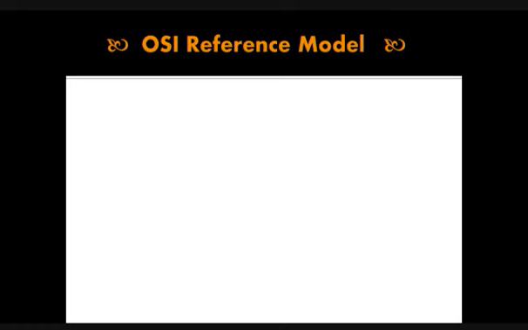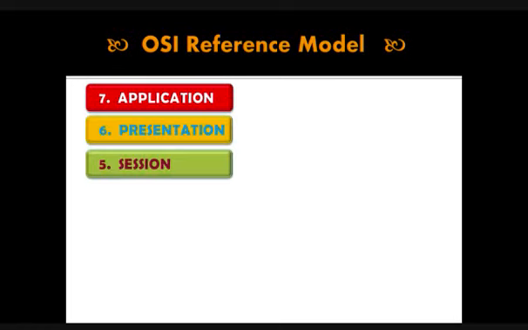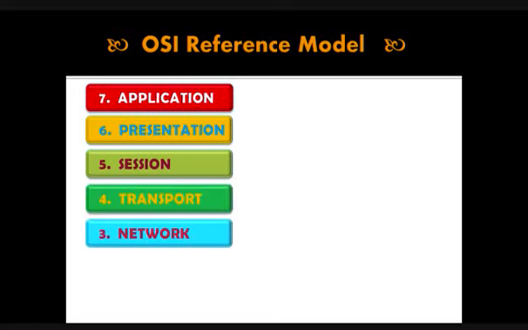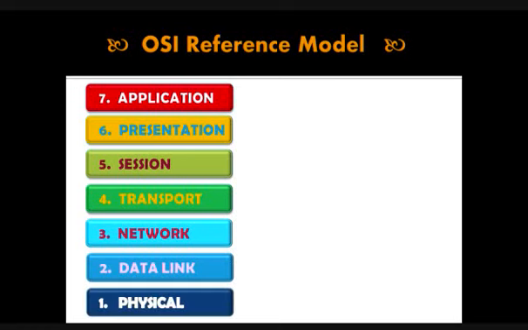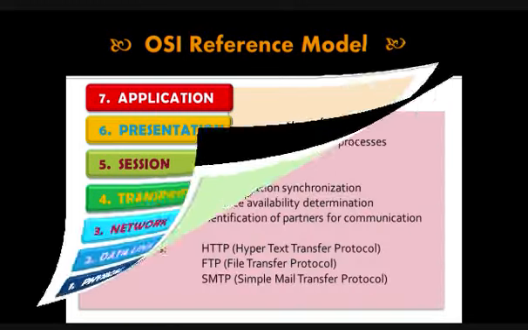The OSI reference model is designed in 7 functional layers. In layer 7, we have the application. Layer 6, presentation. Layer 5, session. Layer 4, transport. Layer 3, network. Layer 2, data link. And in layer 1, physical. The layers application, presentation, and session are what we call the upper layers, while the transport, network, data link, and physical are the lower layers.